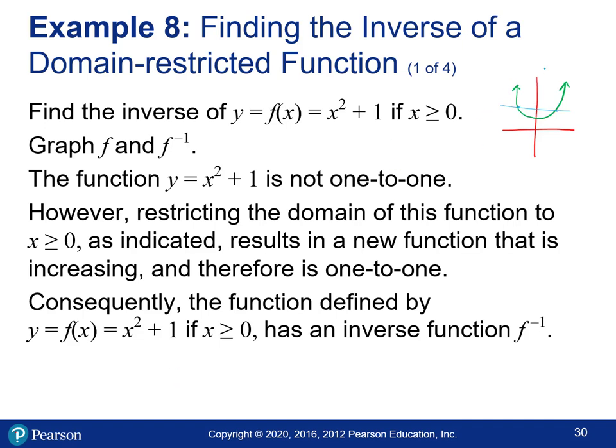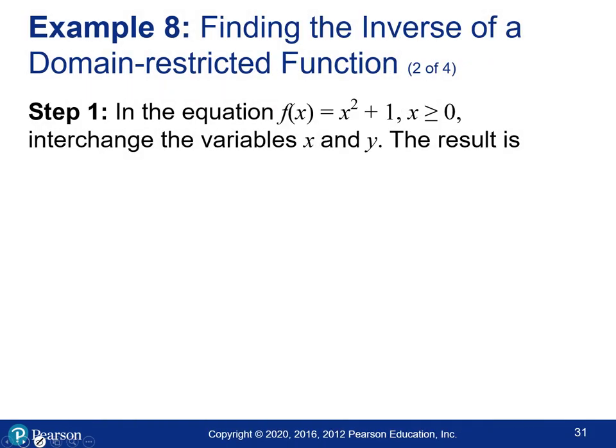But if I say I only want half of this function, I want to cut off anything less than 0, if I don't want this, then if I only keep this side, then it's 1-to-1. So that's what we're doing. We're restricting the domain to 0 or greater, and so this is now a one-to-one function. For every one x, there's a single y value on the graph. Okay, and that means we can go ahead and find the inverse.